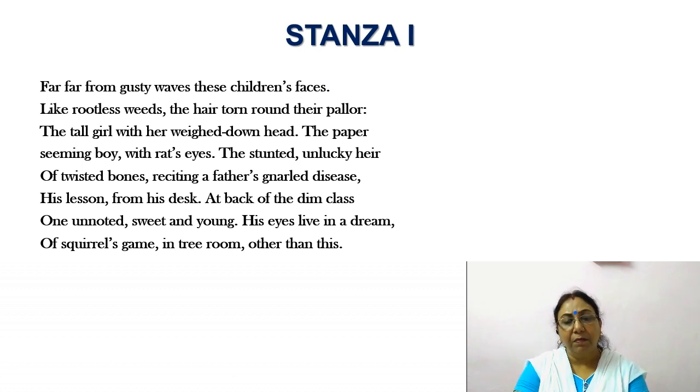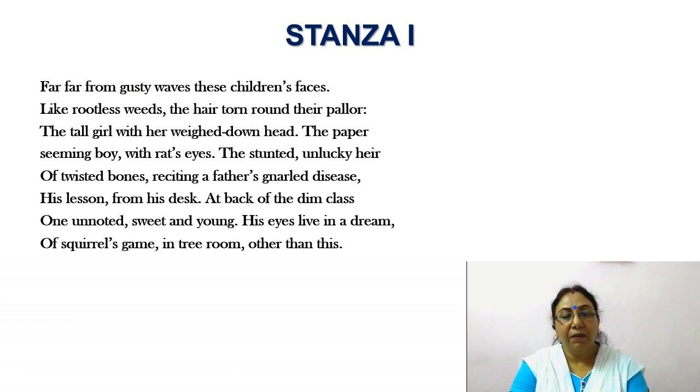At back of the dim class, one unnoted, sweet and young, his eyes live in a dream of squirrel's game in the tree room other than this. In this stanza, the poet has very well tried to explain the normal condition of normal children and the children of this classroom who have very dull and pale faces.